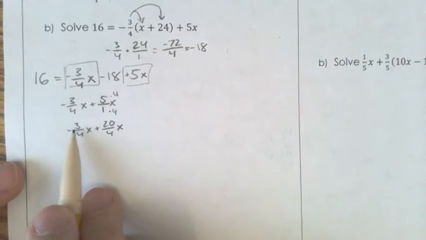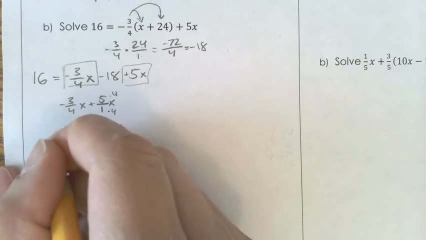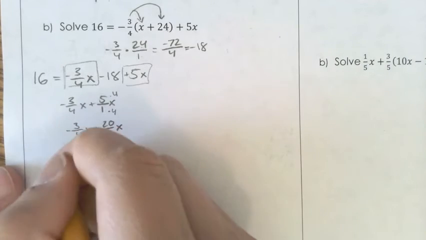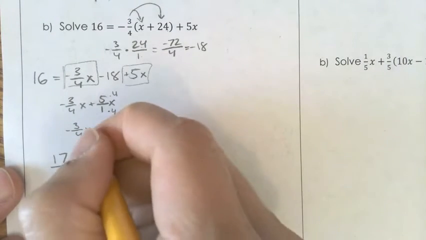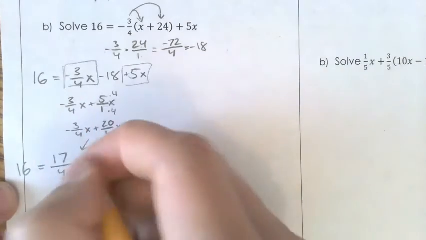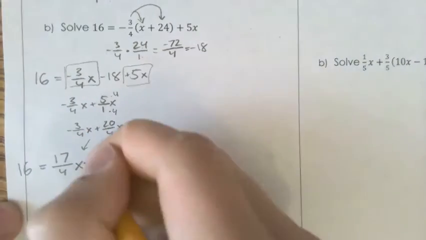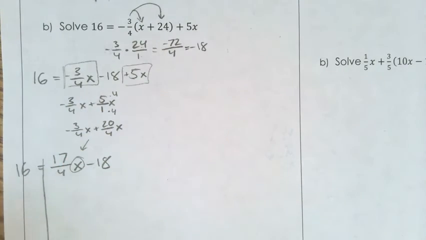And now we can just add those numerators. Negative 3 plus 20 would give us 17. And then that's just over 4. And bring down the x. So I wrote that there. Let's bring down the rest of our equation. We just have that minus 18. Okay, now it's simplified, so I can circle my variable and draw my wall.